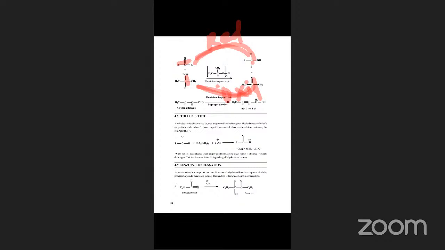What is reduction? Addition of hydrogen. See here, the RC=O group is converted into RCH2OH. Here, hydrogens are added. The ketone is converted into alcohol, and the second alcohol is converted into ketone. In only one reaction, oxidation and reduction take place, oxidation and reduction within the reaction. So these types of reactions are called redox reactions. Redox means reduction plus oxidation within the reaction.